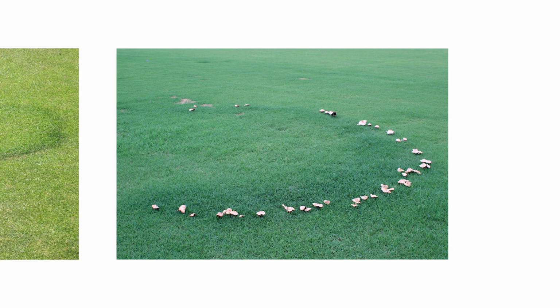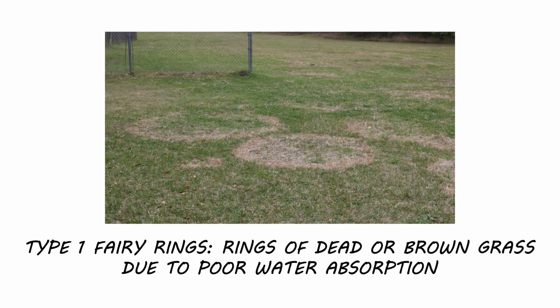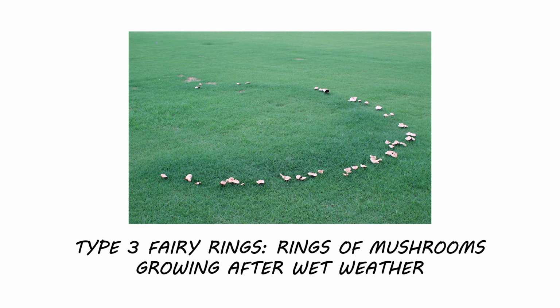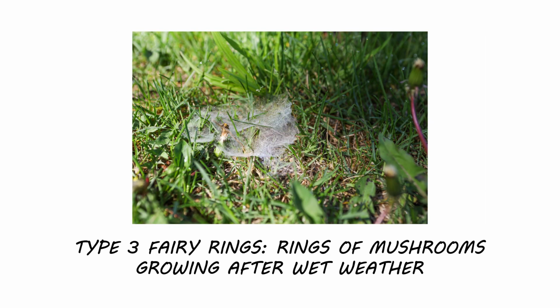Fairy rings can be categorized into three types. The first type features a ring of dead or brown grass. The grass dies due to poor water absorption. The second type features a ring of dark green grass, usually because the area has high nitrogen, which overstimulates the turf. The third type is identifiable by mushrooms growing in a circle. Mushrooms often appear during wet conditions. You may also find mycelial threads growing in the circle rather than the regular fruiting bodies of mushrooms.